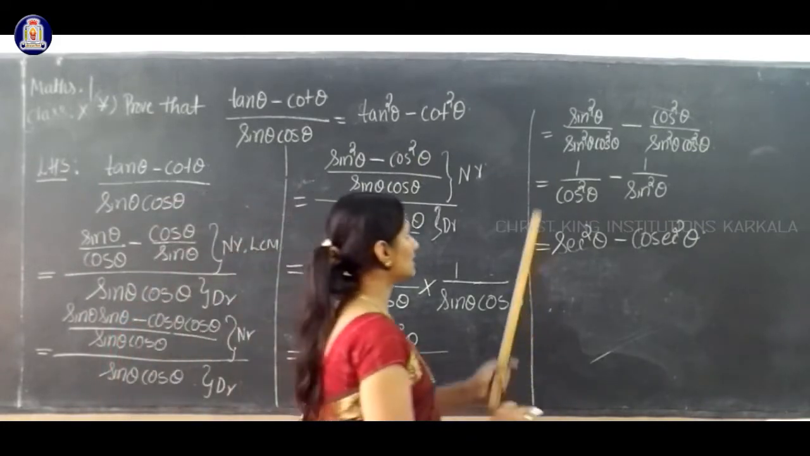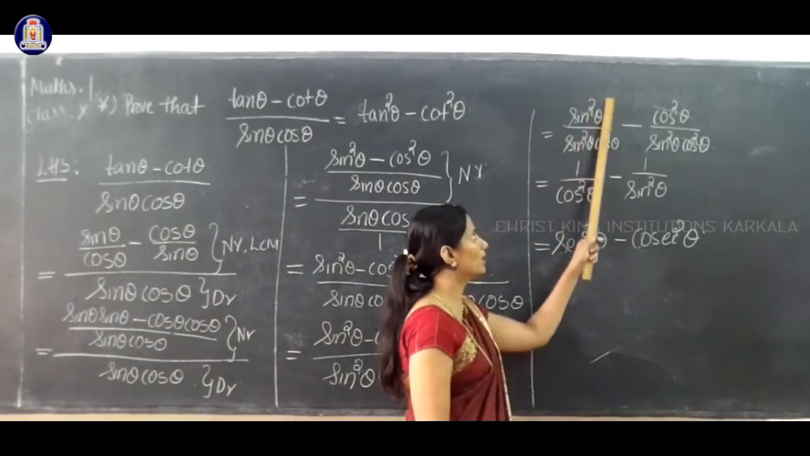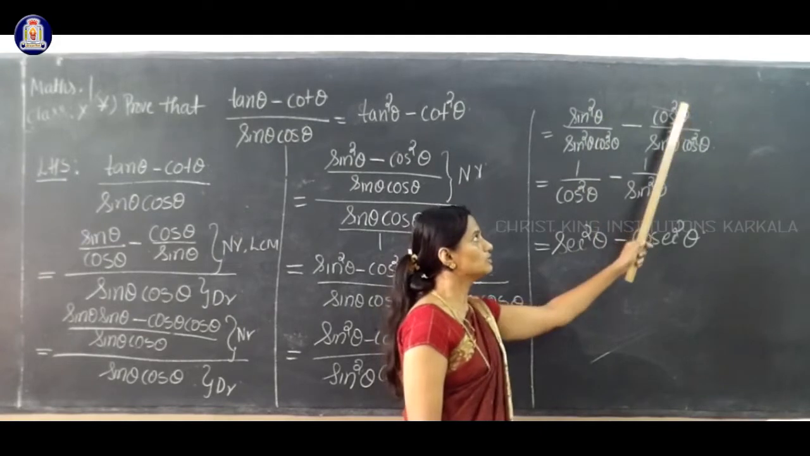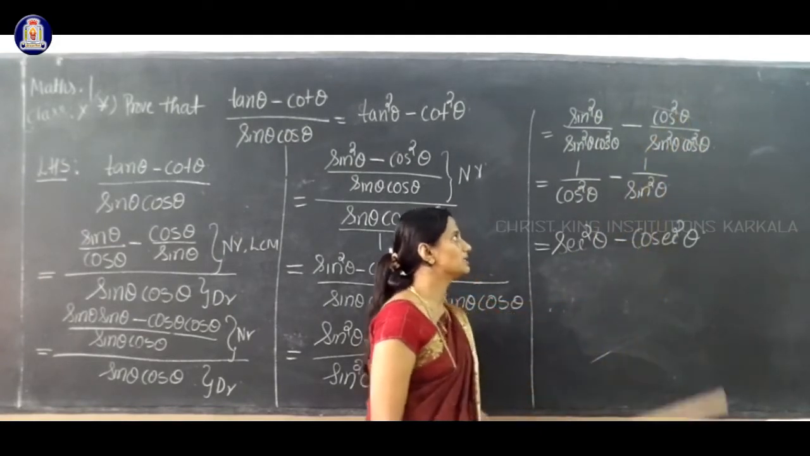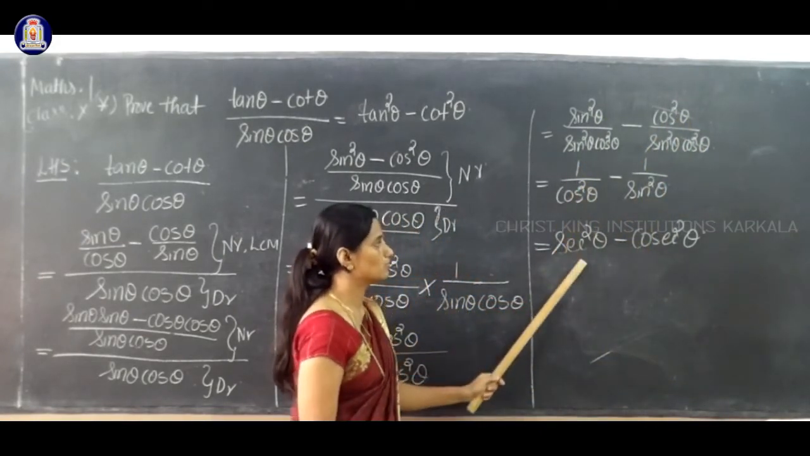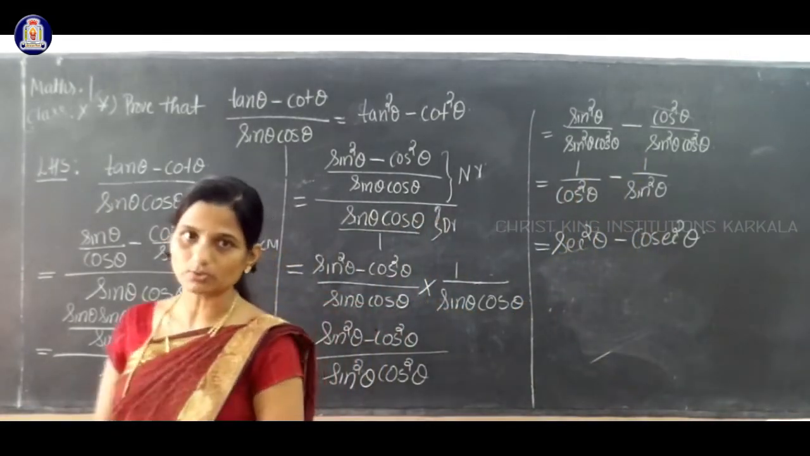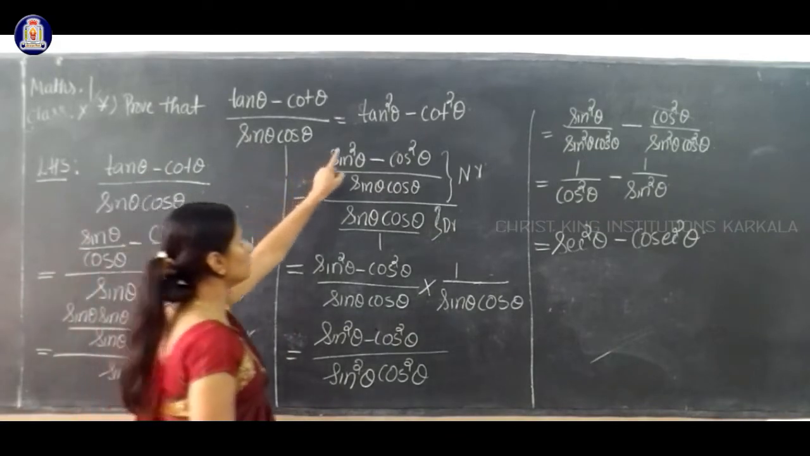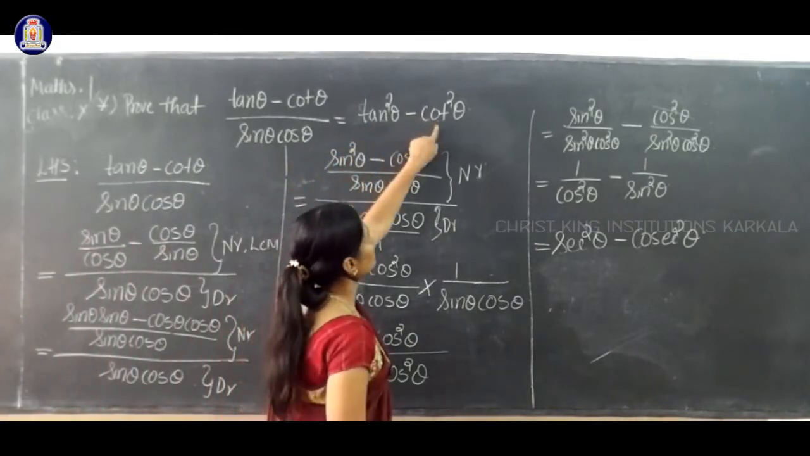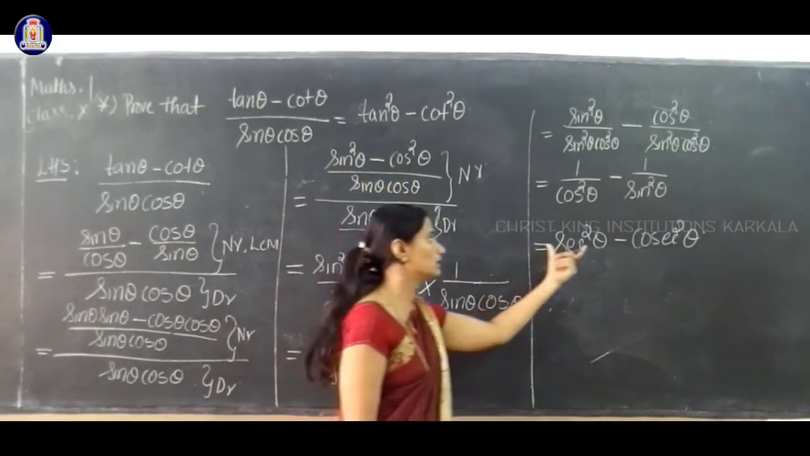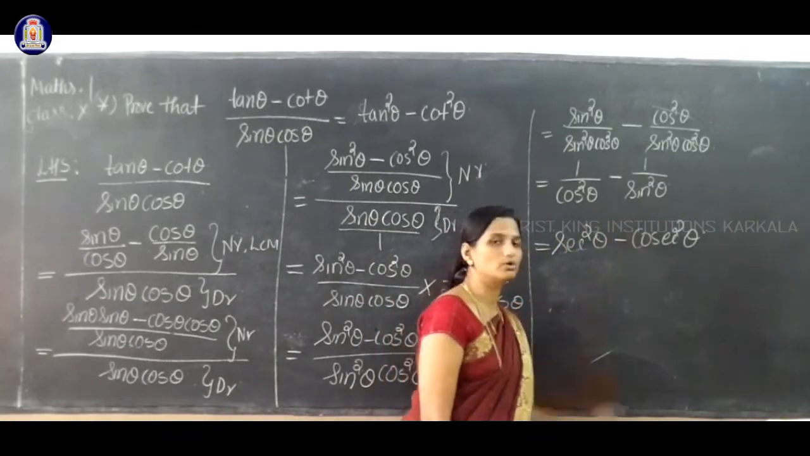So you can cancel your sin square and sin square. 1 divided by cos square. Cos square and cos square. 1 divided by sin square. 1 divided by cos square is secant square. 1 divided by sin square is cosecant square. But in the proof, what do we need? Tan square and we need cot square. I got secant square, I got cosecant square.